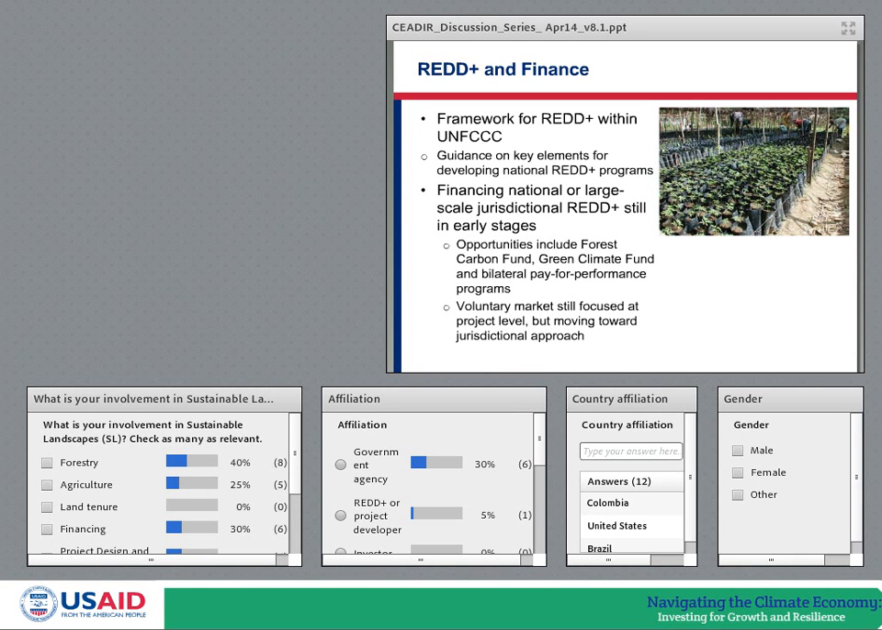And there are some opportunities for financing through the Forest Carbon Fund. There's also a Green Climate Fund that will be established soon. It's not yet operational. The U.S. government is contributing about a third of the funds for that, as well as bilateral pay for performance programs, and we'll be talking about some of these later in the presentation.